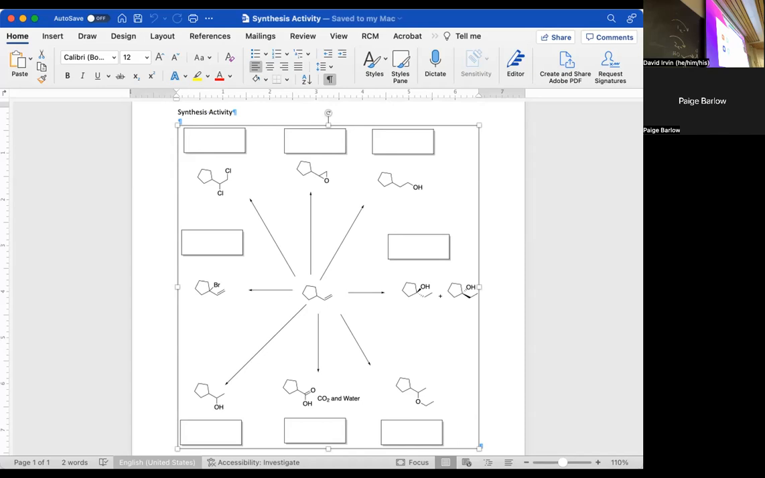Remember, some of them require a certain solvent, like a polar or a non-polar one, or non-halogenated.